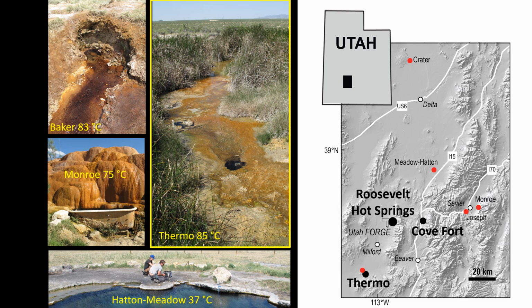Within about 1.5 kilometers of the thermal production field, the Thermo hot spring discharges at 85 degrees C and it shows no sign of induced change in flow or temperature over the last 10 years of intermittent monitoring.